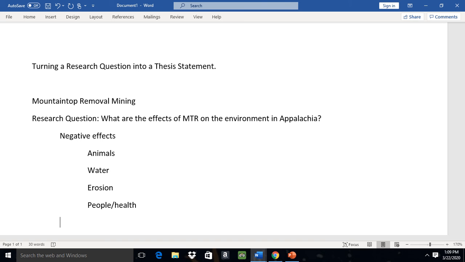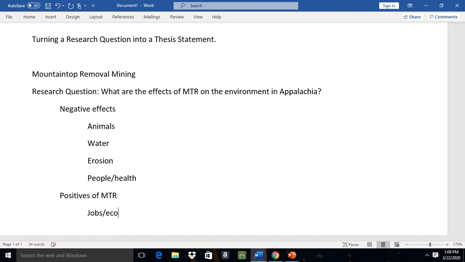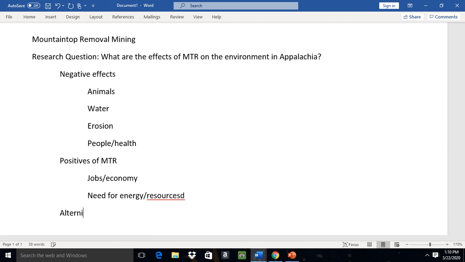Maybe you're seeing not necessarily positive effects on the environment, but positives of mountaintop removal in general, like jobs, economy, need for energy and resources, etc. You might also be finding alternatives to mountaintop removal mining, and even things that people are doing to try to help some of the problems to the environment, like reclamation, like some fixes. Can't think of a good word for that right now, but you get the idea.